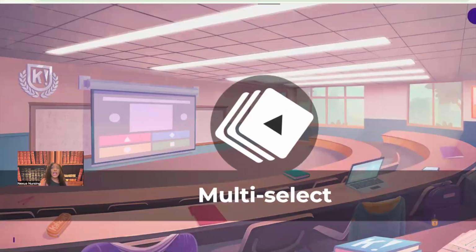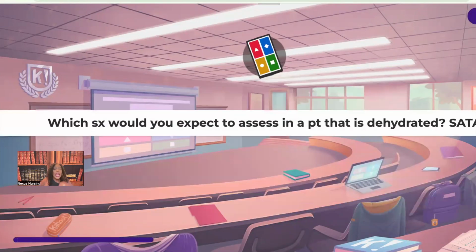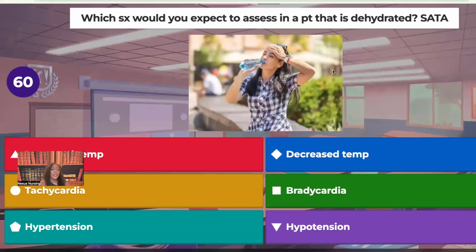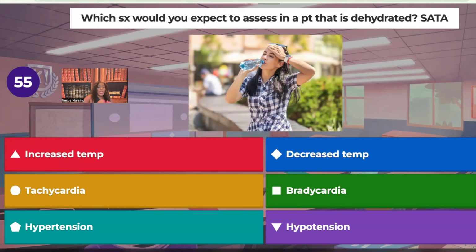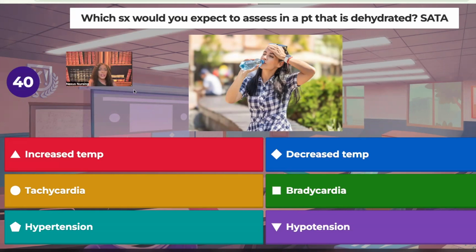Next question. All right, this is a select all that applies. It says, which symptom would you expect to assess in a patient that is dehydrated? Select all that applies. Increased temperature, decreased temperature, tachycardia, bradycardia, hypertension, hypotension. Which symptoms would you expect to see in a patient that's dehydrated? And I accidentally gave you the answer to one of them in the last slide. So I hope you remember what I said.